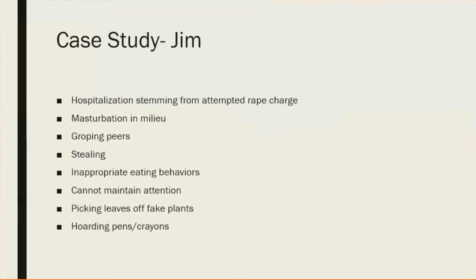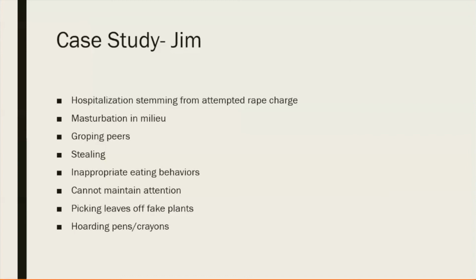So how he wound up hospitalized was he had an attempted rape charge from a senior living facility. And when he got to the hospital, his big thing was that he would masturbate often in the milieu. And that was really challenging, obviously, because he would just masturbate in areas that were out in the open around other patients. He also had a number of incidents of groping peers. He exhibited a lot of stealing behaviors, and sometimes that was like money or jewelry. Other times it didn't really seem to make a lot of sense.